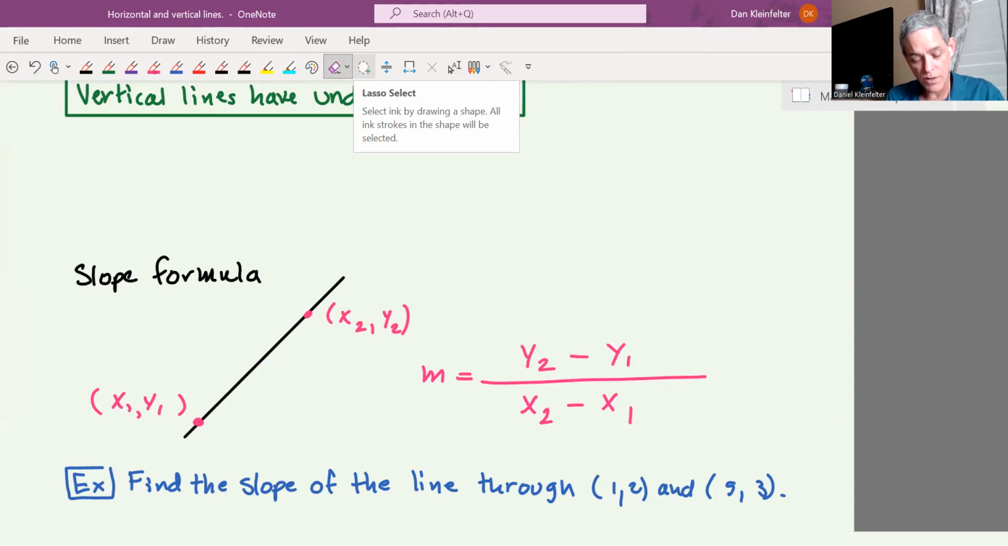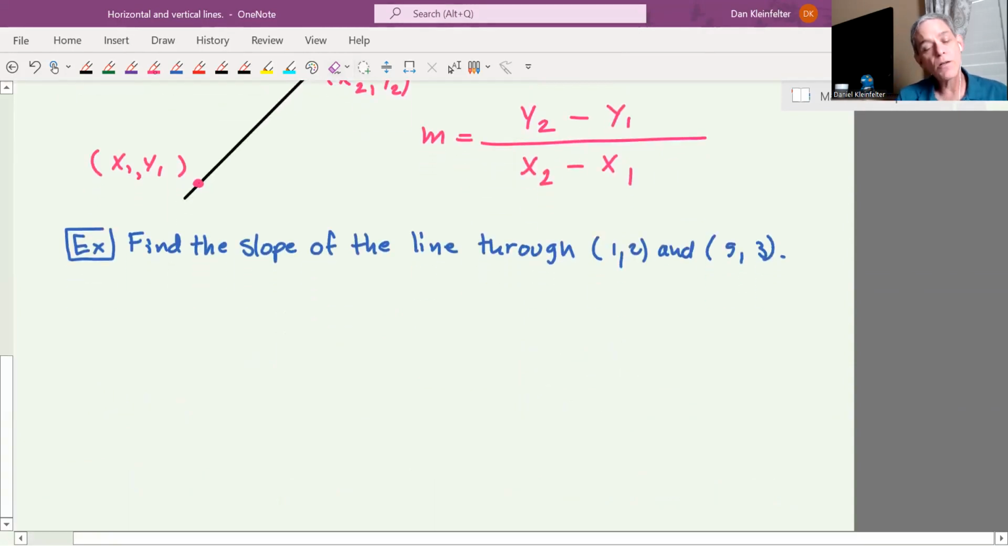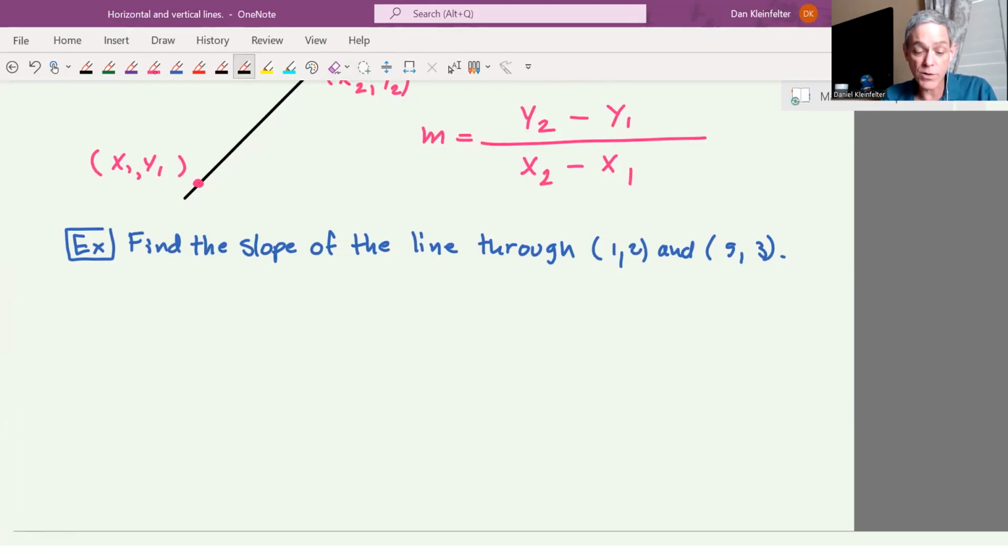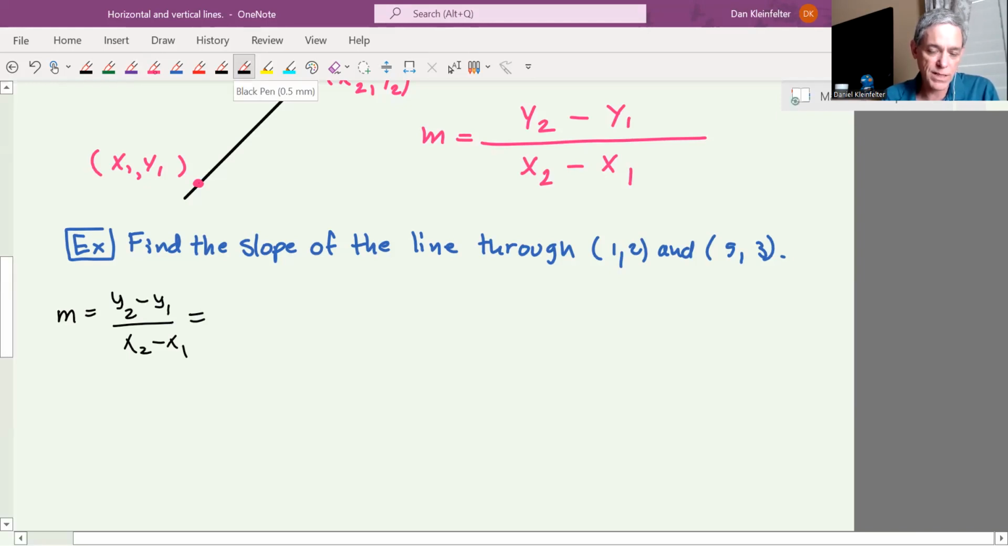Okay, let's try to use the formula to calculate the slope of the line between the points 1, 2, and 5, 3. So let's do that. Tradition, by the way, has the letter M used for slope. So that'll be the change in y divided by the change in x. Okay, so you may ask yourself, which point is which? Which one is the x1, y1? It turns out that it doesn't matter as long as you're consistent.